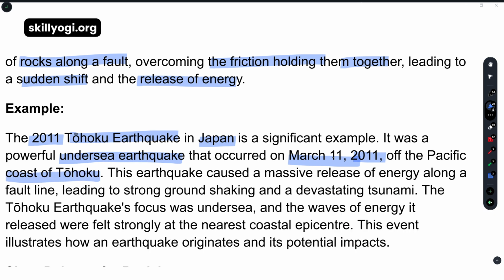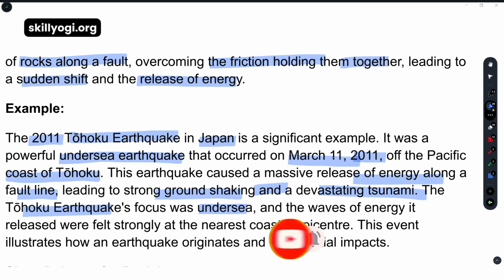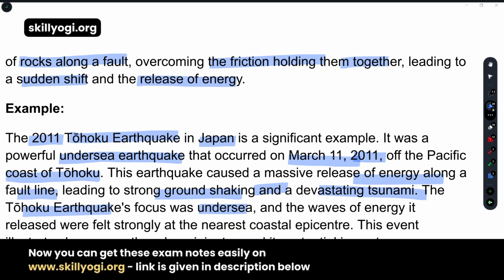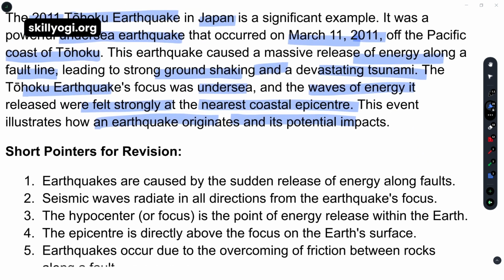This earthquake caused a massive release of energy along a fault line, with strong ground shaking and a devastating tsunami. Tsunami is also a Japanese word, you all know that. The Tohoku earthquake's focus was undersea. Focus means the center from where the earthquake occurs, the originating part, and the waves of energy released were felt strongly at the nearby coastal epicenter. So the focus was undersea, and the coastal part was the epicenter. This event illustrates how an earthquake originates and its potential impacts.